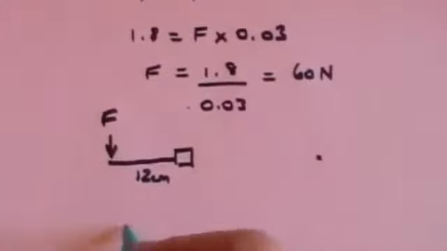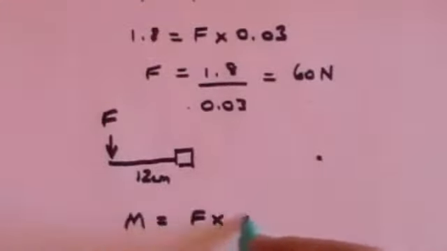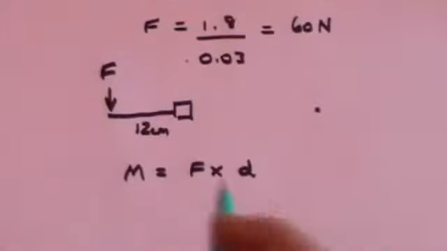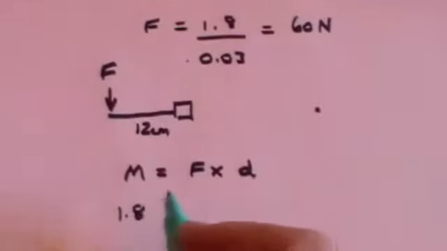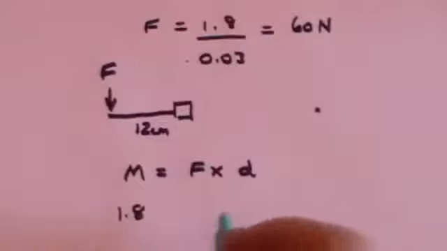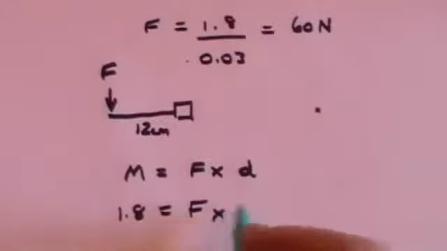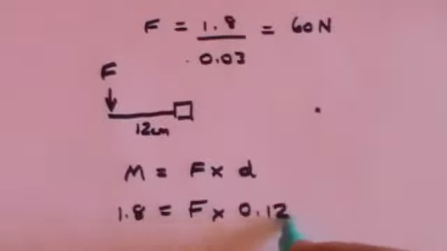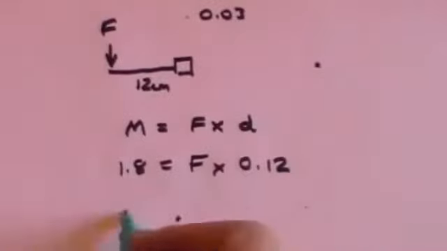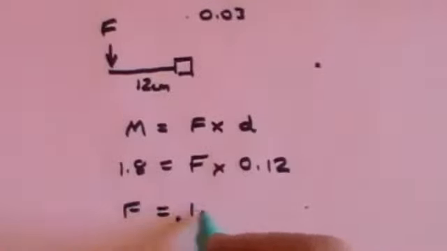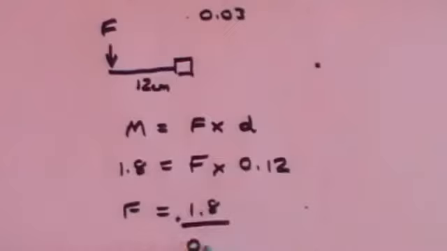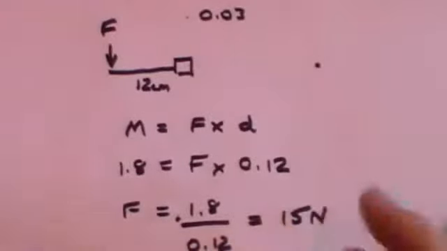Once again, the moment is equal to force times distance. The moment is still the same. I still need 1.8 newton meters to undo the nut. That's going to be the force times the distance, but now that is 0.12 because it's a 12 centimeter length, and that means that force is equal to 1.8 divided by 0.12, and that is 15 newtons.